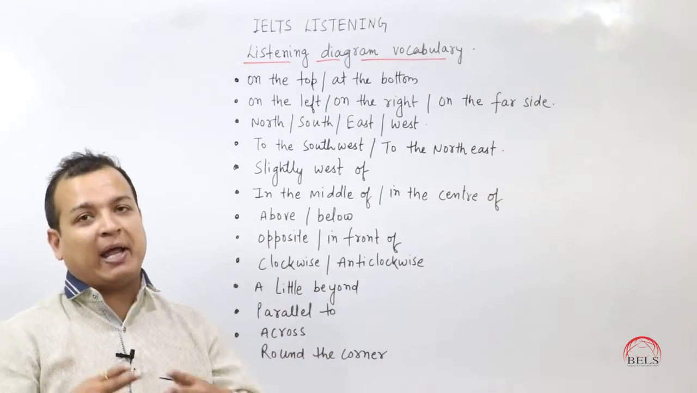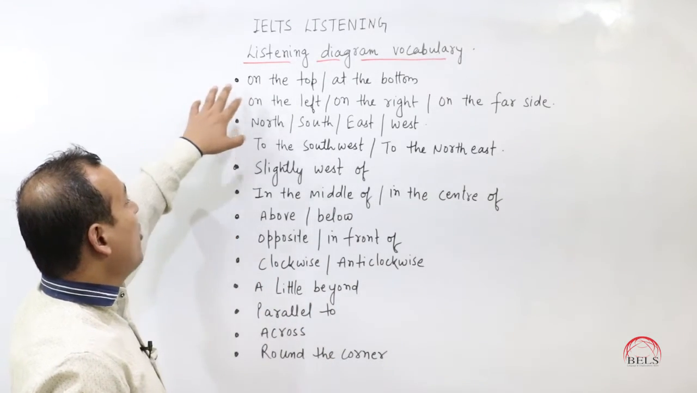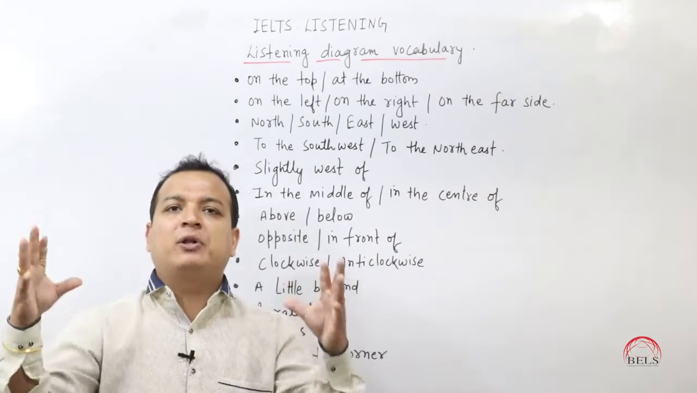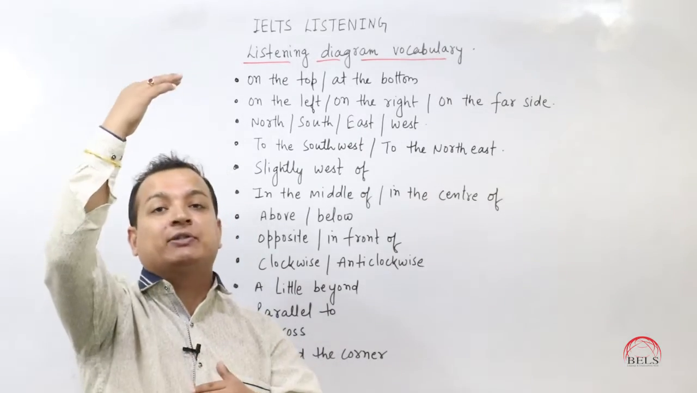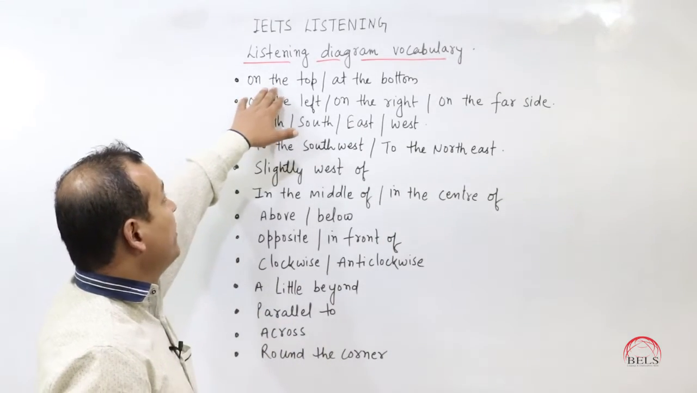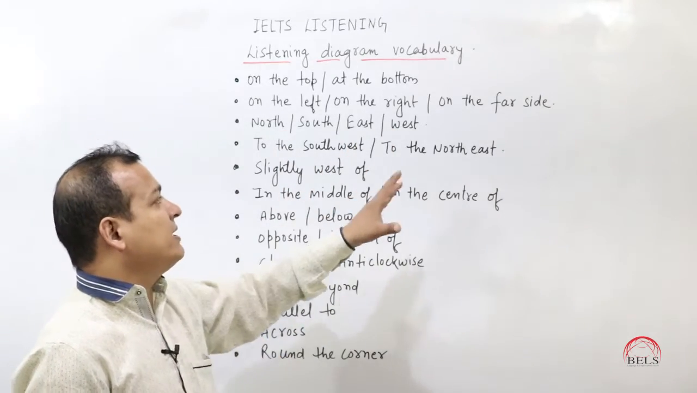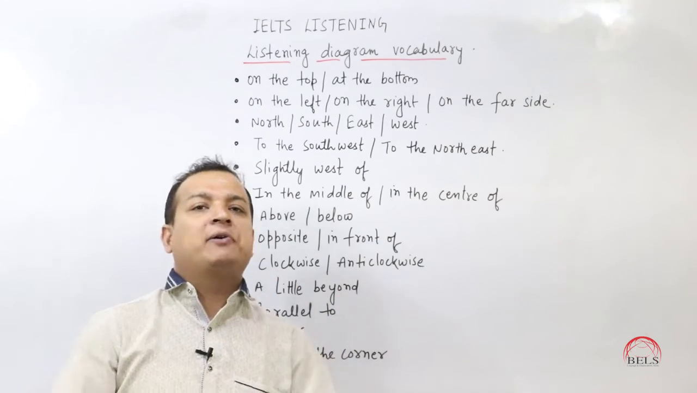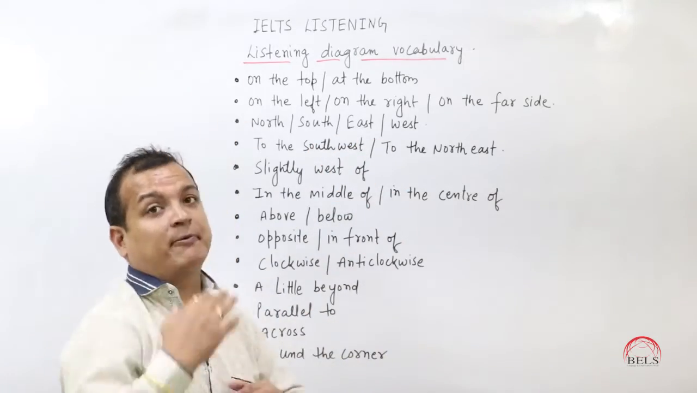However, there are some vocabulary words they will use to confuse you. The first is on the top or at the bottom. For example, on the top of that you'll find a beautiful lake, so just go above that. It's very important to understand these words: on the top, at the bottom. Number two: on the left, on the right, or on the far side of that. On the far side of the library, you'll find there is a washroom.